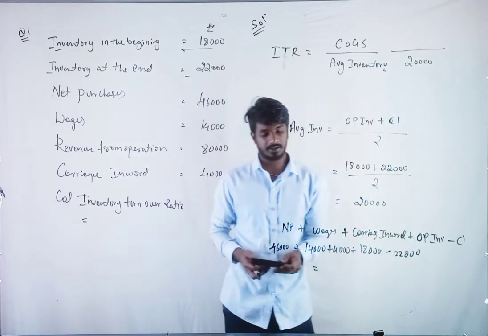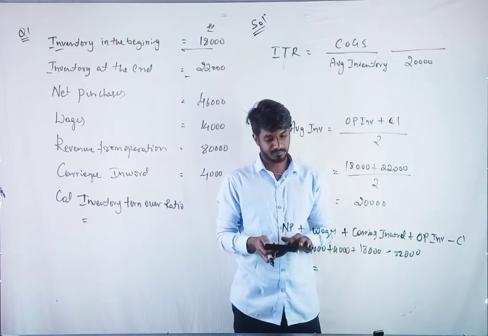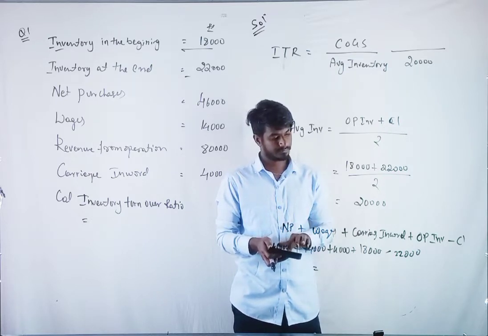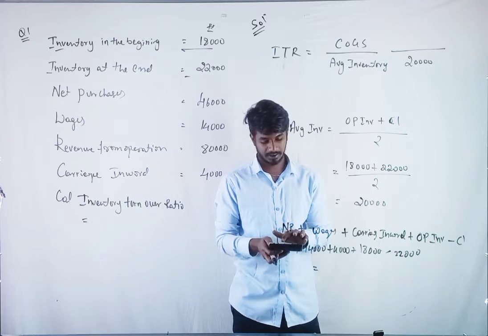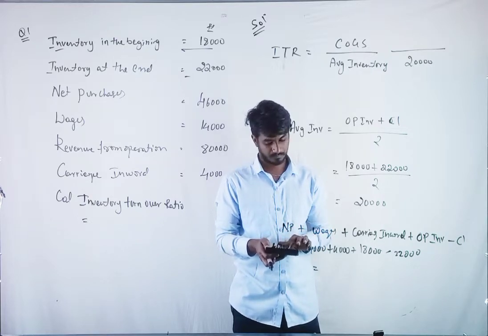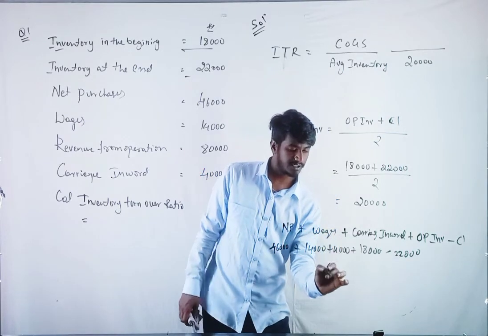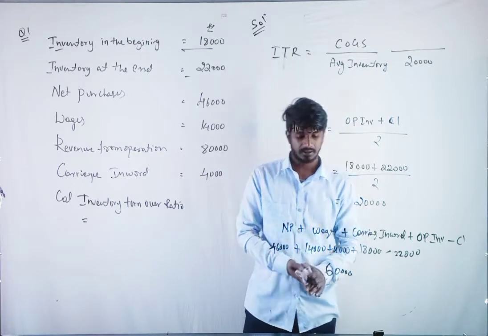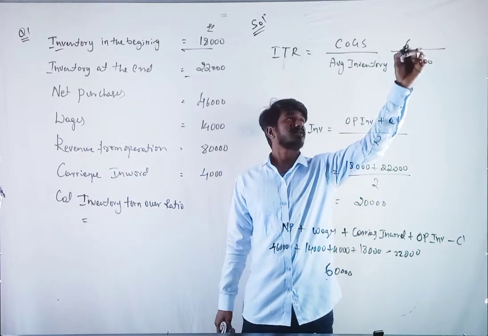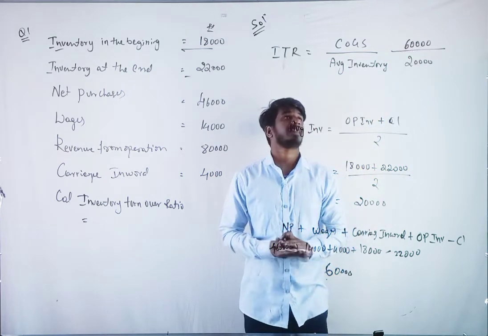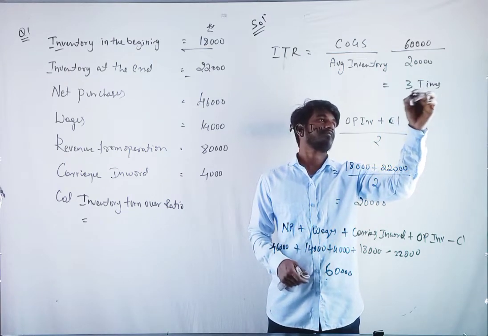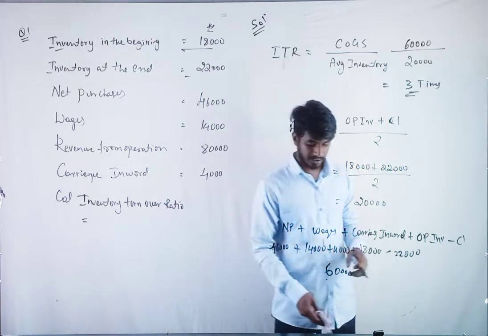Let me calculate. Yes, 46,000 plus 14,000, 4,000, 18,22,000. How much does it come out? 60,000 it comes out. 60,000, yes, right. How much times? 3 times. That's it. Question 1 is done.